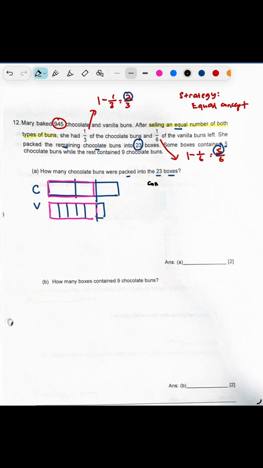I have 2 units, yet I want to equate to 5. What is the common multiple of 2 and 5? Yes, 2 times 5 is 10. So I'm going to write 5 units to get the 10. On the other side, I also put 5 units to equate. While for vanilla buns, I put 2 units, 2 units, 2 units, 2 units, 2 units.